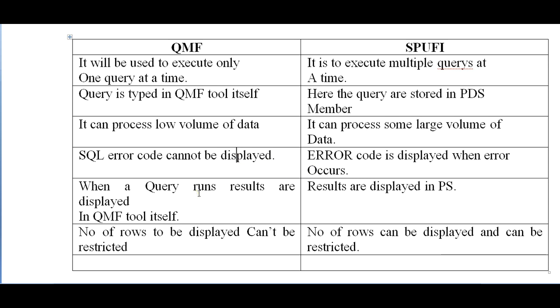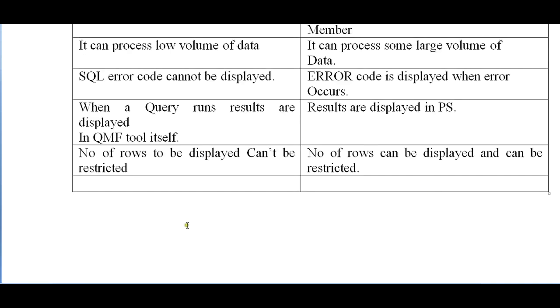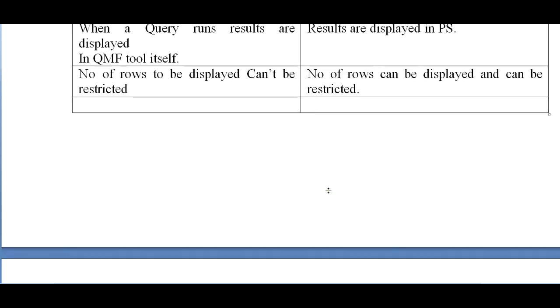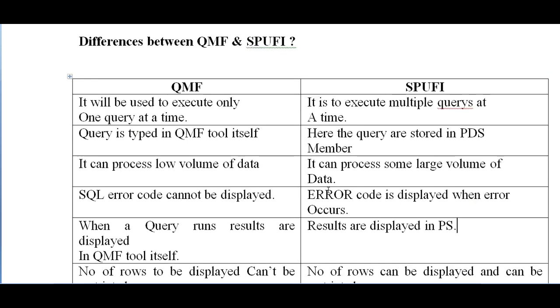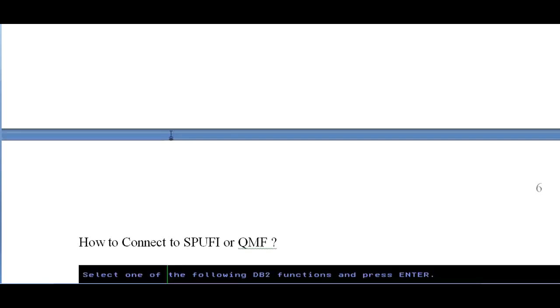When a query runs, the results are displayed in the QMF tool itself, whereas in SPUFI the results are displayed in a PS. In QMF, the number of rows displayed cannot be restricted, whereas in SPUFI the number of rows displayed can be restricted. These are the basic differences we need to understand before we start using these tools.